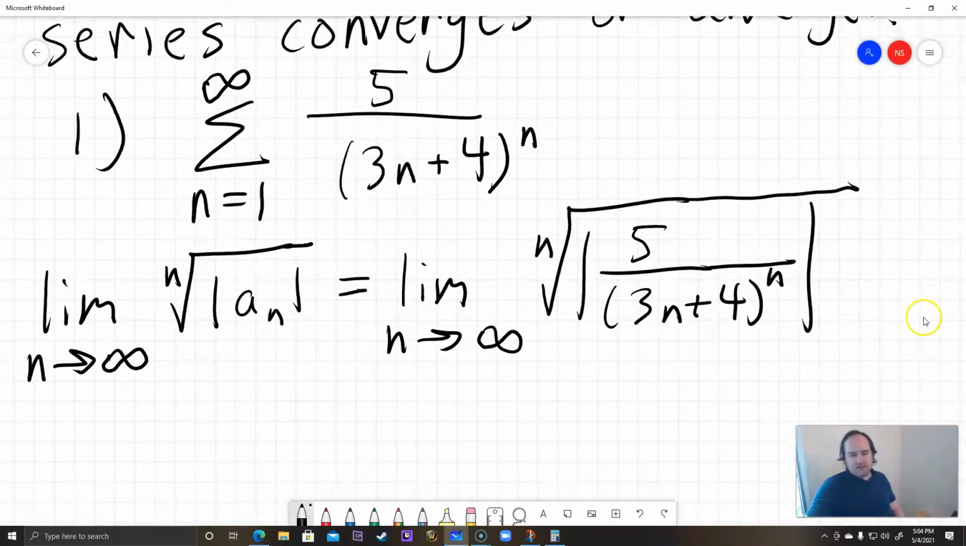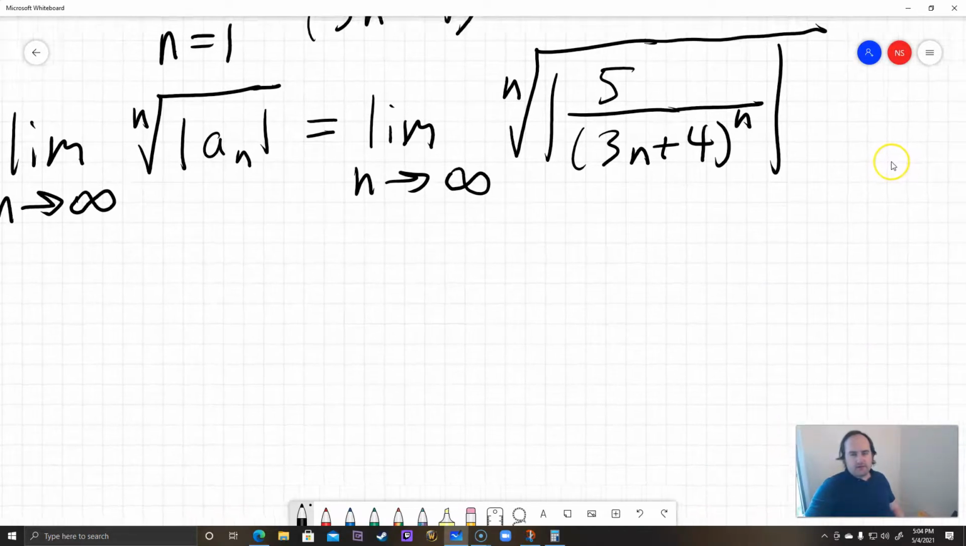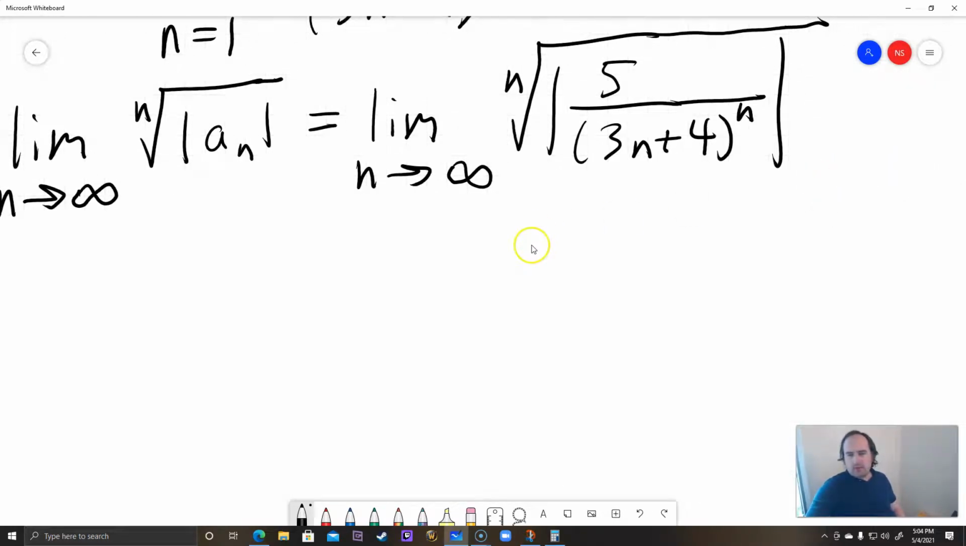Now, in most cases you don't need the absolute value, however sometimes you do need it. On this problem we don't actually need the absolute value, because on the top the absolute value of 5 is just 5, and on the bottom, because n is going to positive infinity, 3n plus 4 to the nth power is never going to be negative. So we can go ahead and get rid of the absolute value.